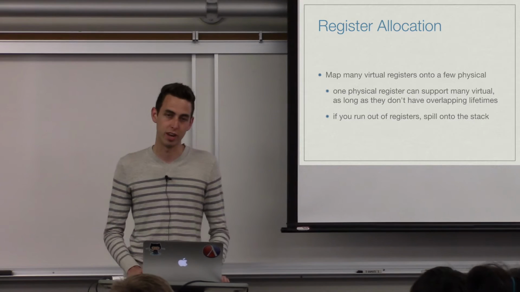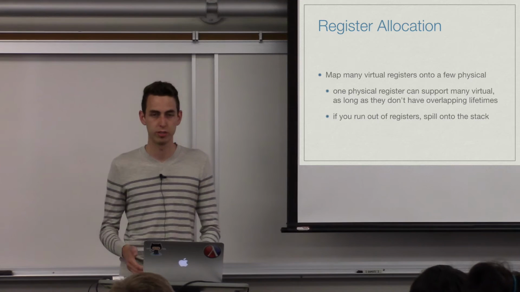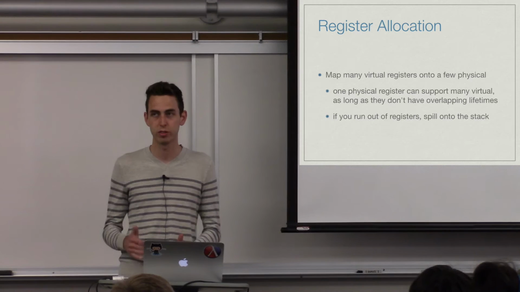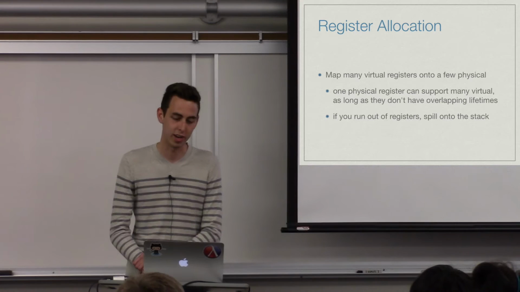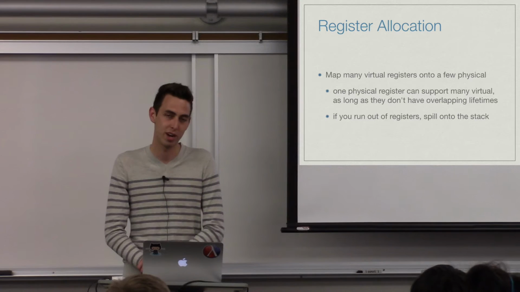There are a lot of ways to do this, and they're all really weird. But the most important thing is that one physical register can support many virtual registers as long as the values in those virtual registers don't overlap. And if you run out of real registers, you have to spill onto the stack. You have to make that decision in a smart way, because you want to spill whatever is going to require the least future memory accesses. There are a lot of really hard algorithmic problems in this space. Even LLVM doesn't implement, I think, the most algorithmically solid approach, because it would take forever to compile. And it already takes long enough to compile because of optimization passes.